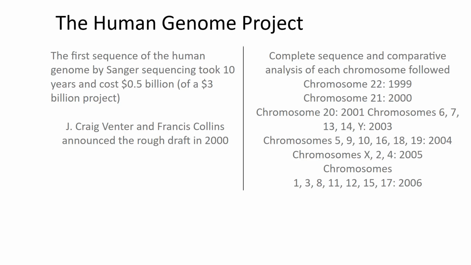The Human Genome Project. The first sequence of the human genome by Sanger sequencing took 10 years and cost $500 million. Complete sequence and comparative analysis of each chromosome followed. By 2006, all of the chromosomes were sequenced.